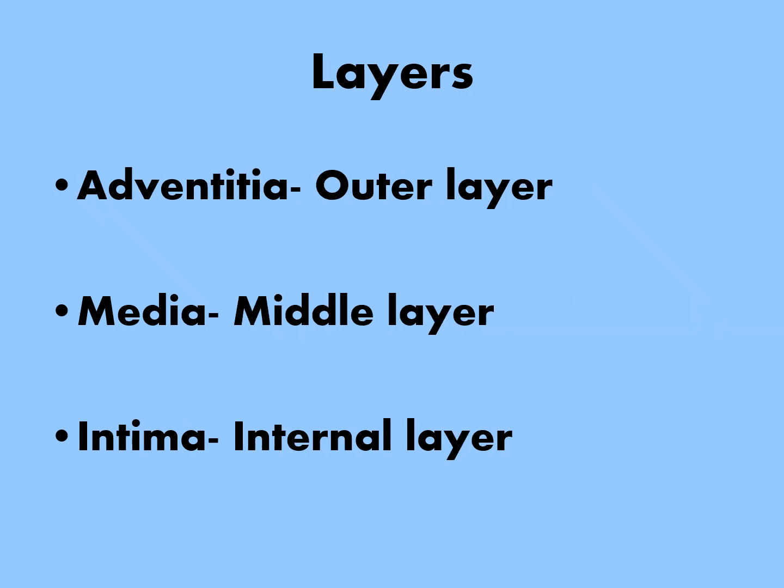Both arteries and veins have three specific layers. Internally, both arteries and veins are lined with simple squamous epithelium known as endothelial cells. Both have a middle layer known as the media. Both have an outer layer known as the adventitia. The adventitia and the media will vary in their components between arteries and veins.